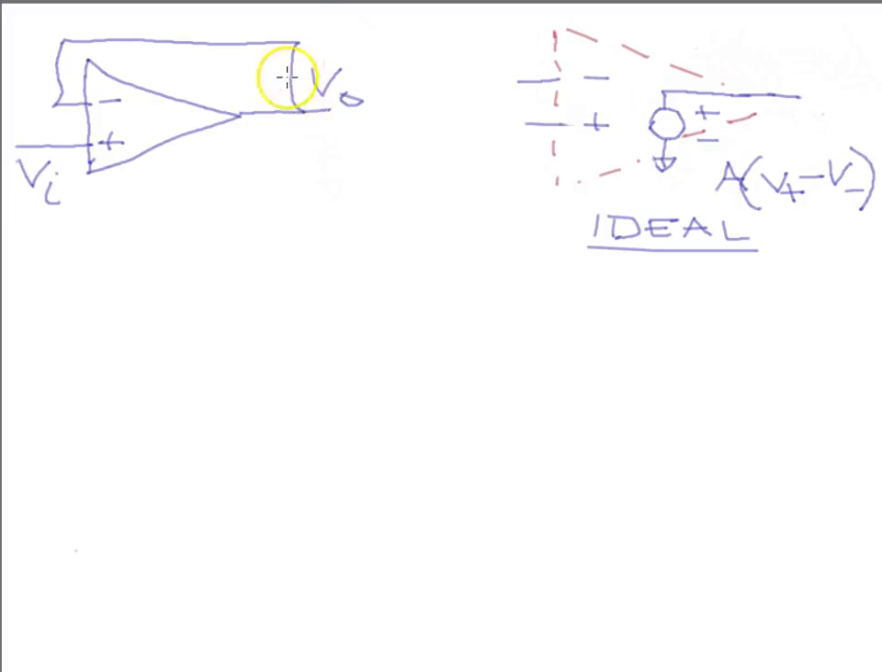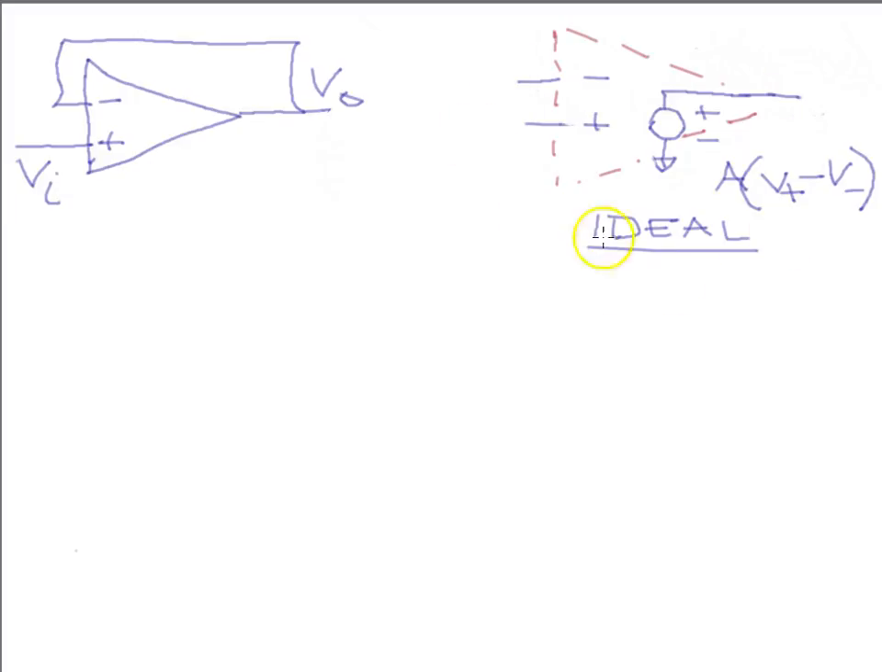Now this connection from the output back to the input is called feedback, and in this case it's called negative feedback because it's connected to the negative input terminal on the op-amp. Now what we want to do is solve this circuit, and solving usually means finding the output voltage as a function of the input voltage.